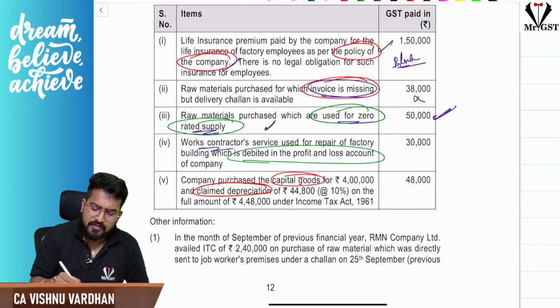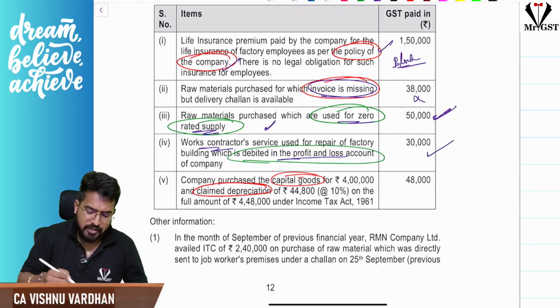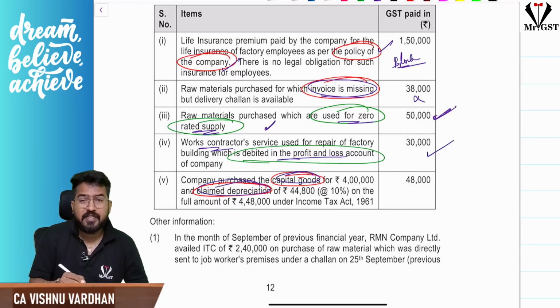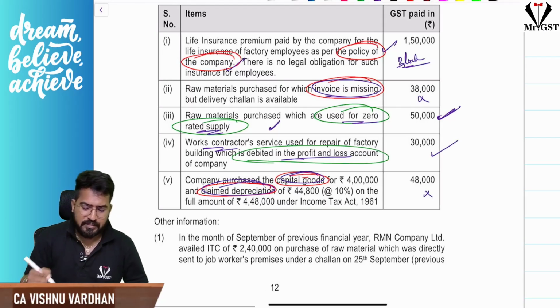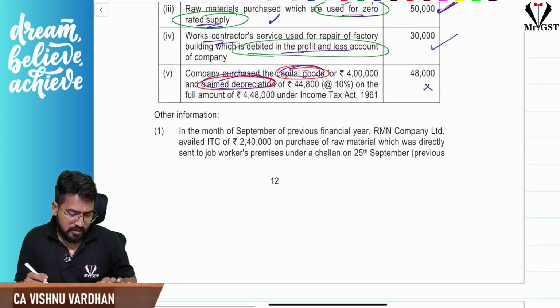Next, works contract services debited to P&L, you can take ITC on that happily. Any capital goods on which you are claiming depreciation, if the GST component is also claimed as depreciation here, okay, then automatically ITC will not come to you. So those are the things which are required here.